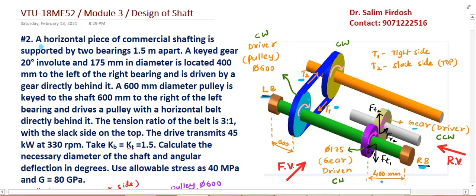The problem reads: a horizontal piece of commercial shafting is supported by two bearings which are 1.5 meters apart. So here you have two bearings, the left bearing and the right bearing, 1.5 meters apart. A keyed gear, 20 degree involute and 175 mm in diameter, is located 400 mm to the left of the right bearing. Directly behind this gear you have one more gear, and it is driven by this gear. So this gear becomes the driver and the one behind it is the driven.